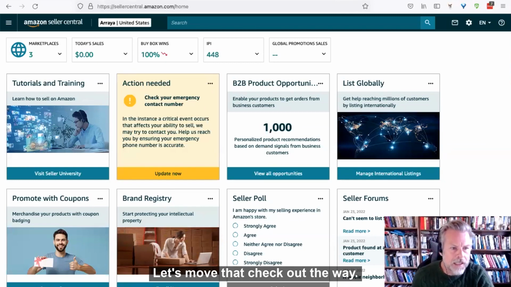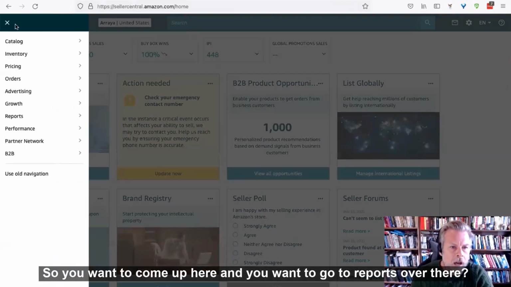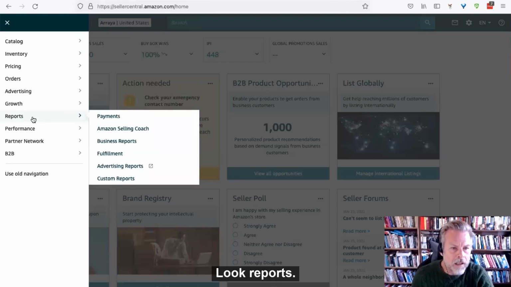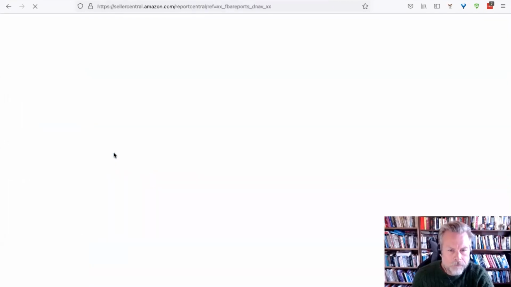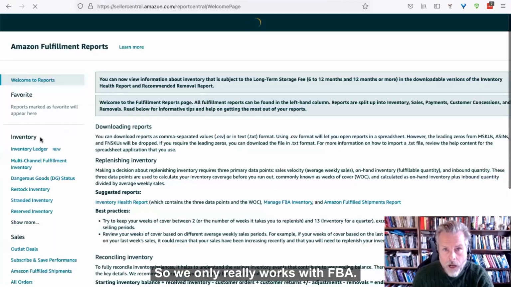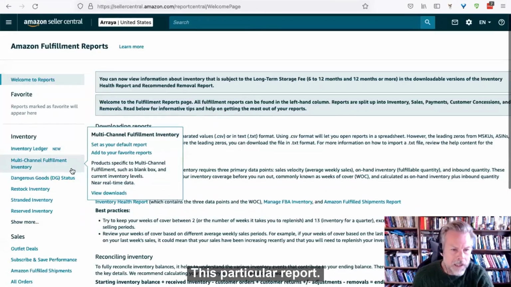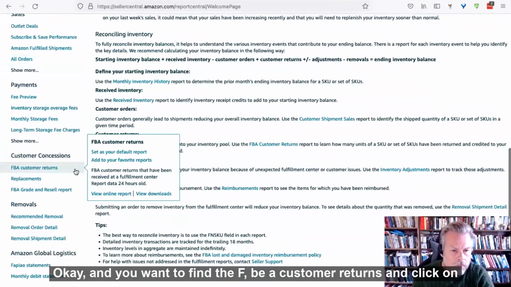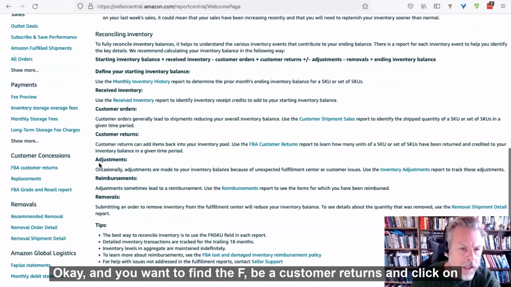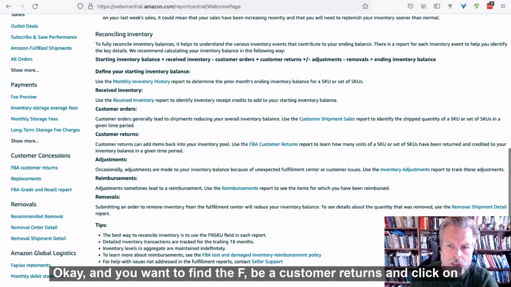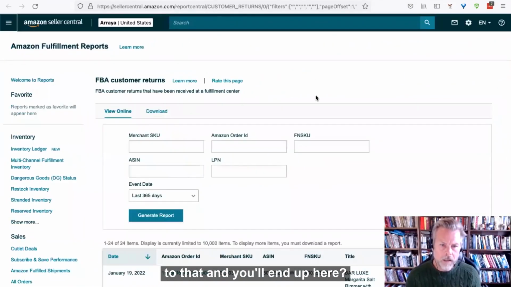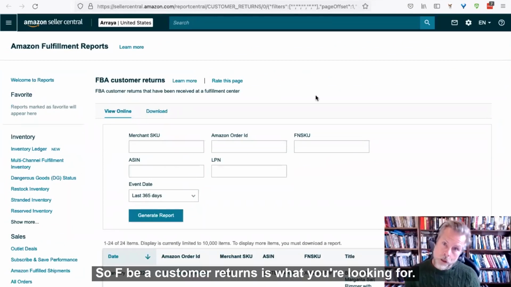Let me just move that chat out of the way. So you want to come up here and go to reports over there, and then you're going to do fulfillment reports there. So if I click onto that, this only really works with FBA, this particular report. And you want to find the FBA Customer Returns and click onto that and you'll end up here. So FBA Customer Returns is what you're looking for.